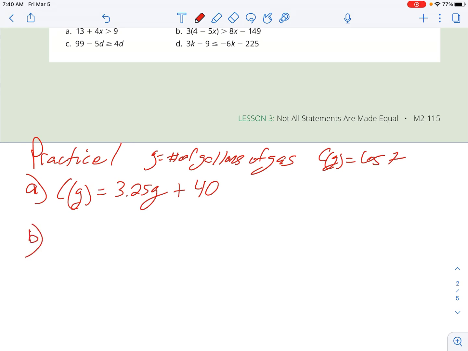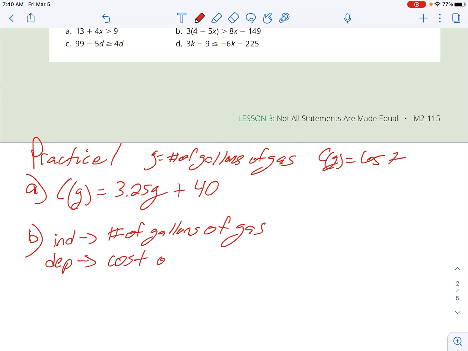and then C of G will represent the cost, okay? All right, part B. Identify the independent and dependent quantities. Okay, what's going to be driving everything is, no pun intended, the number of gallons of gas. And then that is going to influence your cost of the trip. So the C of G, which is in terms of dollars.